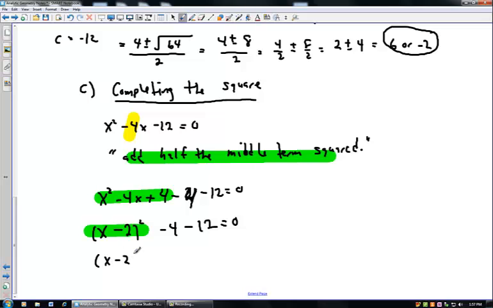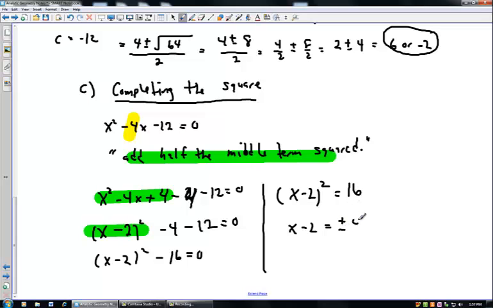So what I have now is x minus 2 quantity squared minus 4 minus 12 is a minus 16 is equal to 0. I can move over the 16 by adding it to both sides, so I get x minus 2 quantity squared is equal to 16. And take the square root of both sides, so I get x minus 2 is equal to, and then when you take the square root of 16, it's actually plus or minus 4. And then I get x equal to, add 2 to both sides, so 2 plus or minus 4. And so x is equal to, if you take the plus, that's 6. If you take the minus, that's negative 2. So you get 6 or negative 2, which is the same answer we had before.